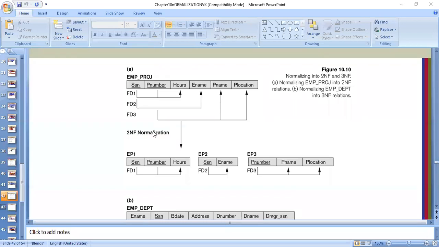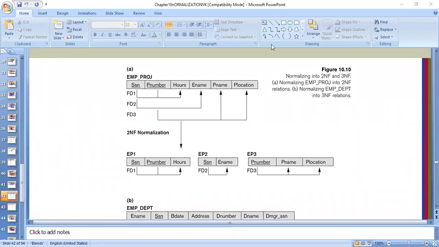Yes, sir. I'll repeat from the second normal form. As per the definition, it says every non-prime attribute should be fully functionally dependent on the prime attribute. Now, what is a prime attribute? Here it is a composite primary key, where you have two attributes together considered to be a primary key. So in this case, SSN and P number together are the primary key. Now we have to check whether every other attribute is fully functionally dependent on this.